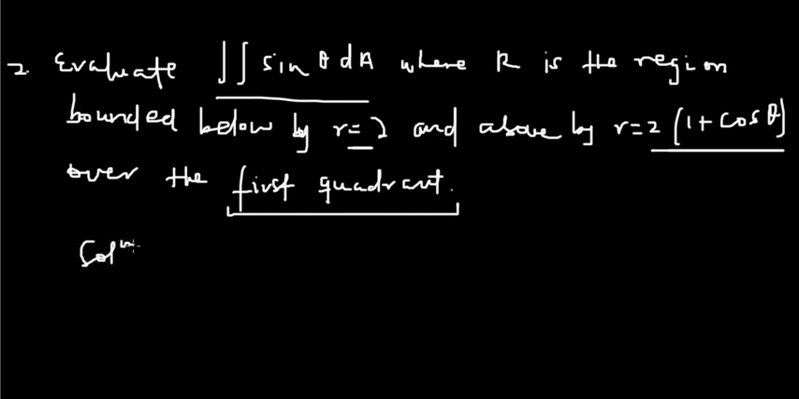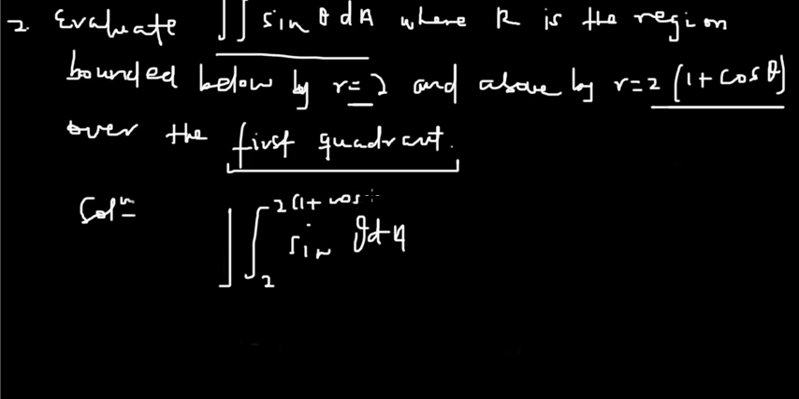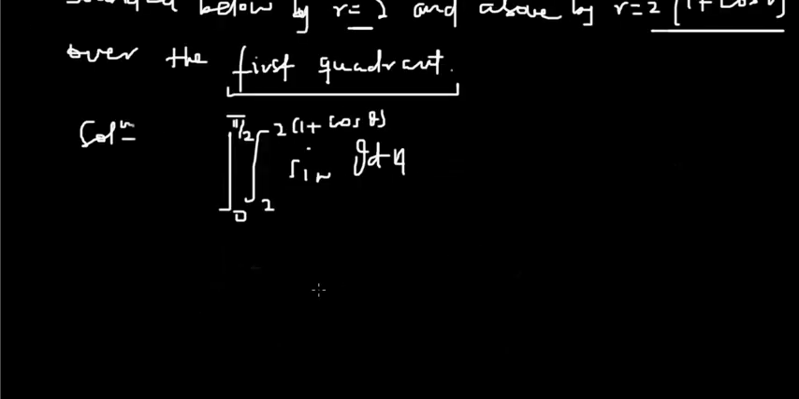So we have the solution. We know that this is a double integral, so we have sine of theta. R1 is 2, and R2 is 2 multiplying 1 plus cos theta. And we know the first quadrant is from 0 to pi on 2. So let's try to expand this.